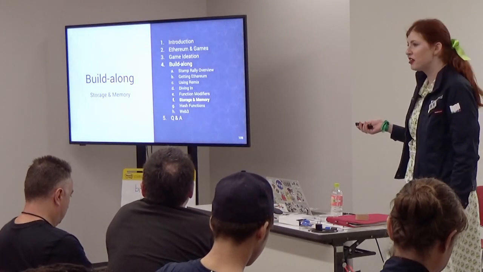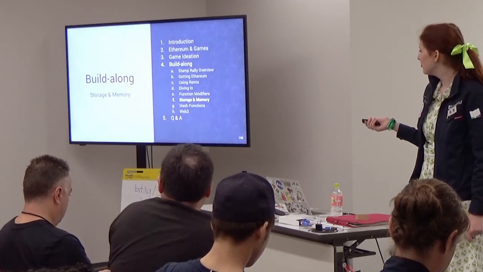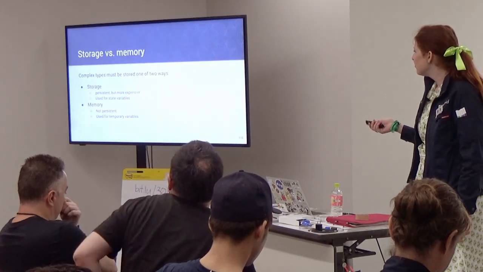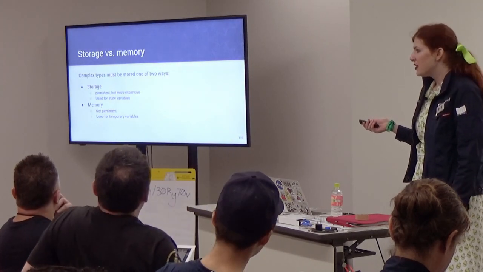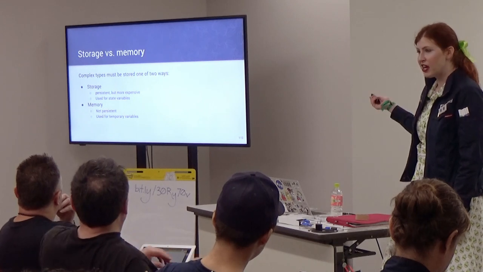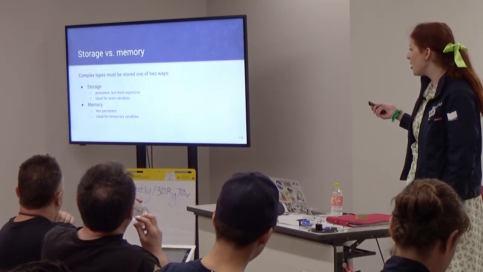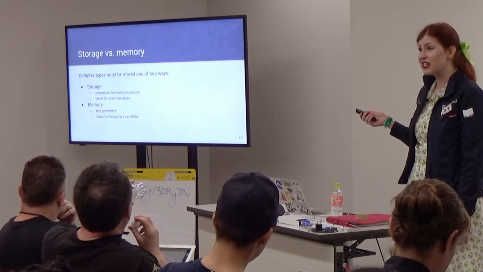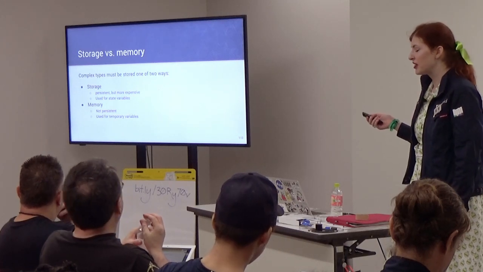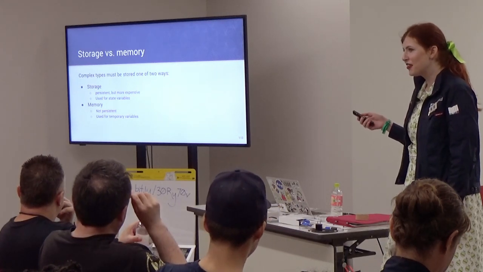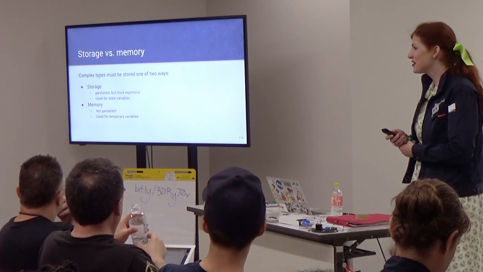Okay, next we're going to talk a little bit about storage and memory. So in Solidity, we've just talked about unsigned ints, sort of simple types, but more complex types such as strings or structs need to be stored differently. And we need to tell the compiler a little guideline about how we store things.